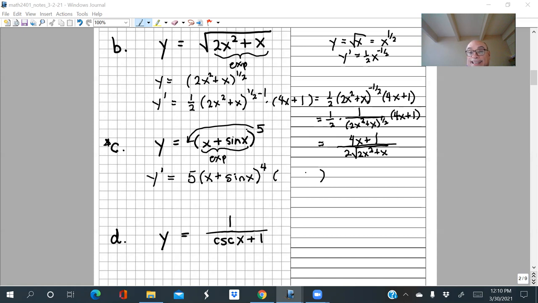So I have to find another derivative here, right? I shouldn't use the term second derivative, that means something else. So I have to find the derivative of this expression inside parentheses. Nadine, can you help me with that? We want to find the derivative of x plus sine of x.